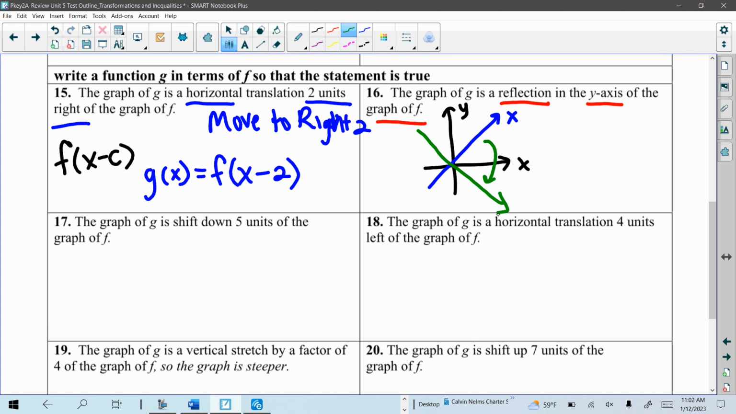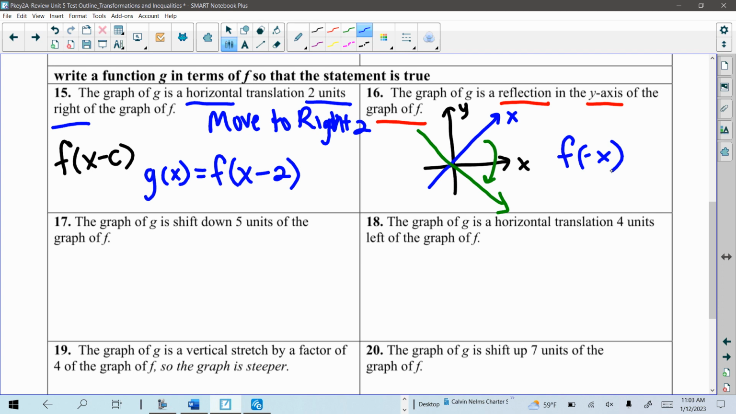The slope is not going to be negative. This one is positive. So your f of x is now negative x. Yeah, you're multiplying your x by negative 1, basically.